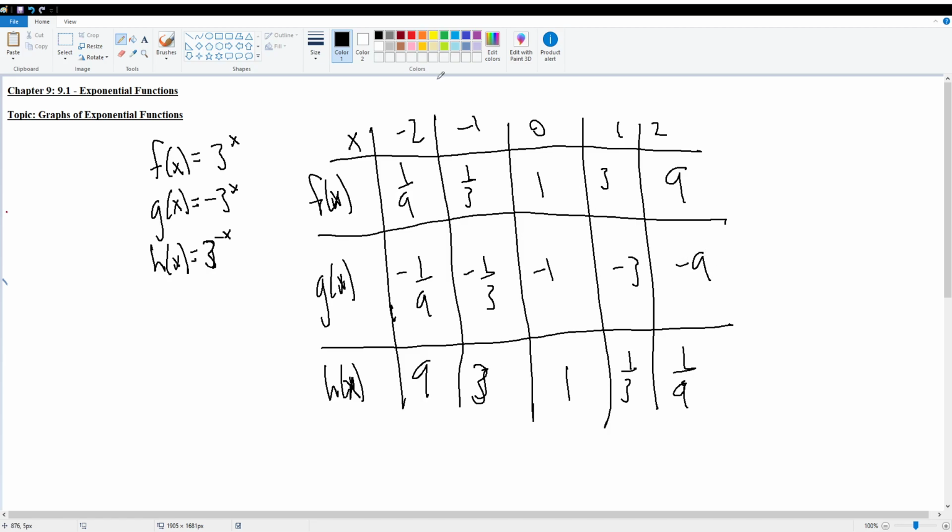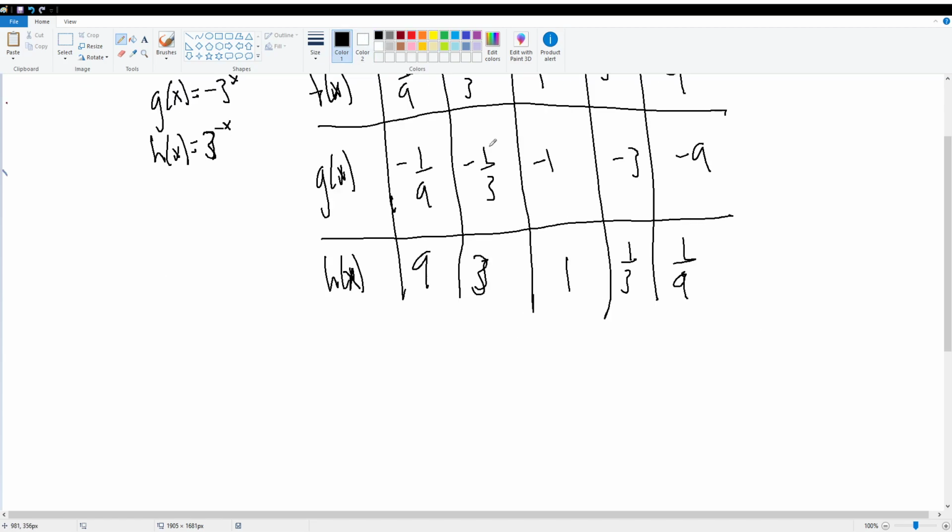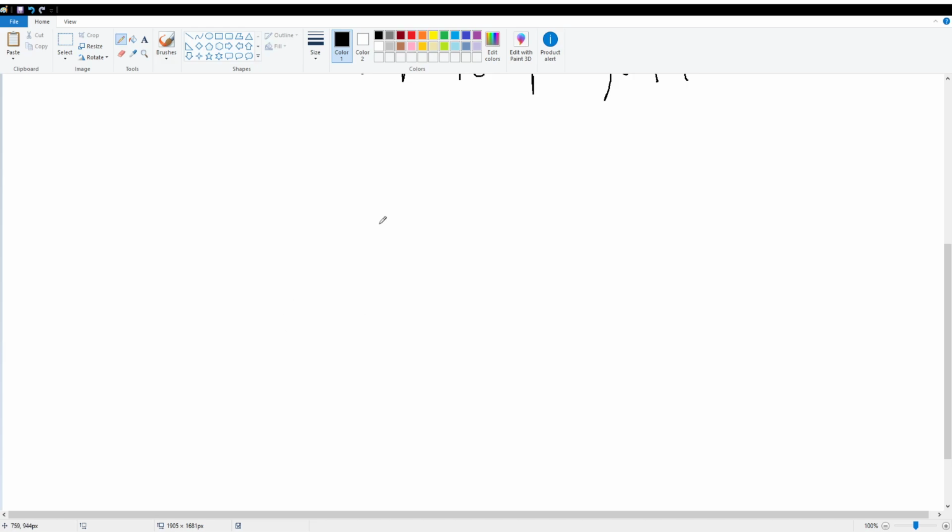So let's take a look and see how each of these lines compare to each other on a graph. Let's go down here, and I'll draw my axes. Straight-ish, I guess. And so we have negative 3, negative 6, and then negative 9 on the vertical axis, and negative 1, negative 2, 1, and 2 on the horizontal axis.